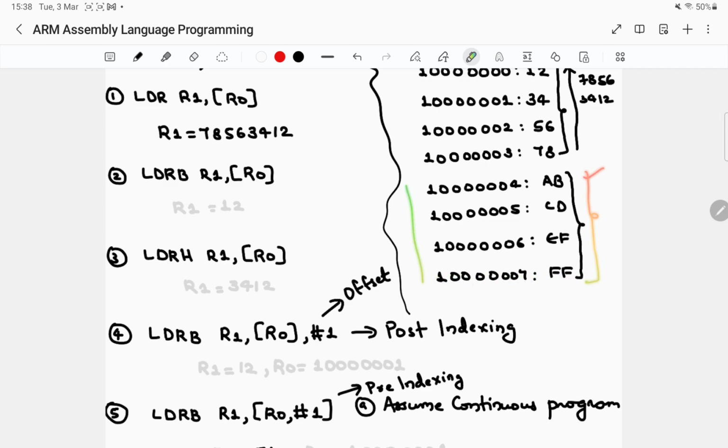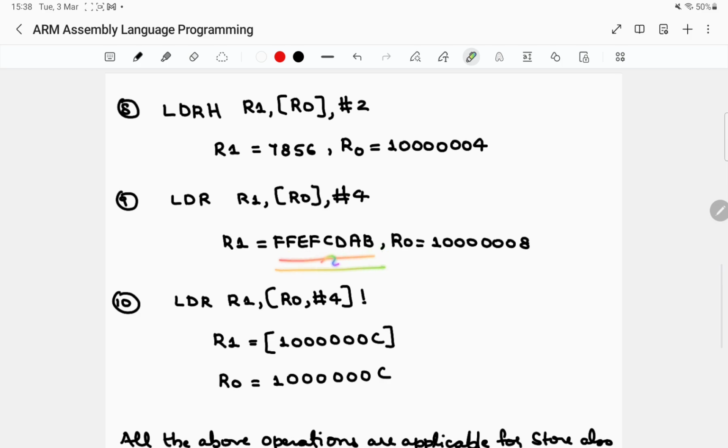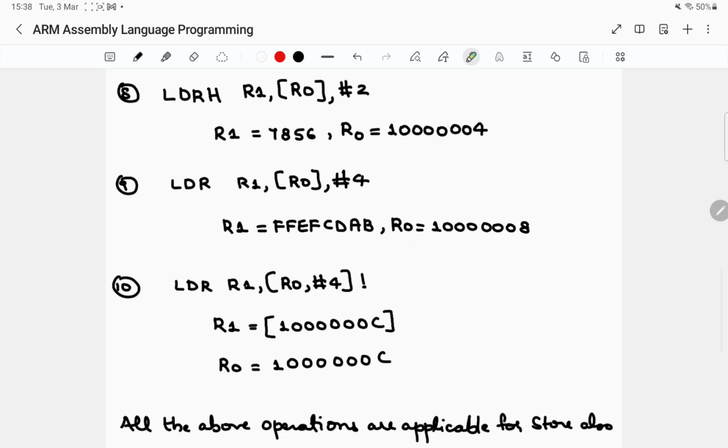So from the address pointed by R0, the 4 bytes will be loaded. So what are the 4 bytes? From bottom to top, FFEFCDAB. FFEFCDAB will be loaded to R1. Then R0 will get incremented by 4. R0 becomes 16 zeros and 8.